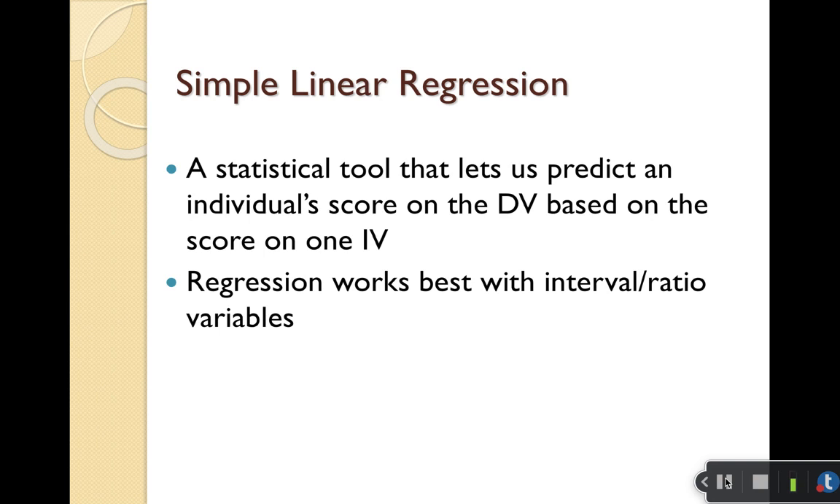I'd like to start out with simple linear regression, and this is really a statistical tool that lets us predict someone's score on a dependent variable based on their score on one single independent variable. And again, to reiterate, like we talked about in the correlation lecture, regression tends to work best with interval ratio or continuous variables. That's not to say that you can't put categorical, nominal, or ordinal variables in, but we're going to really try to keep this simple and just focus on interval ratio ones at this time.